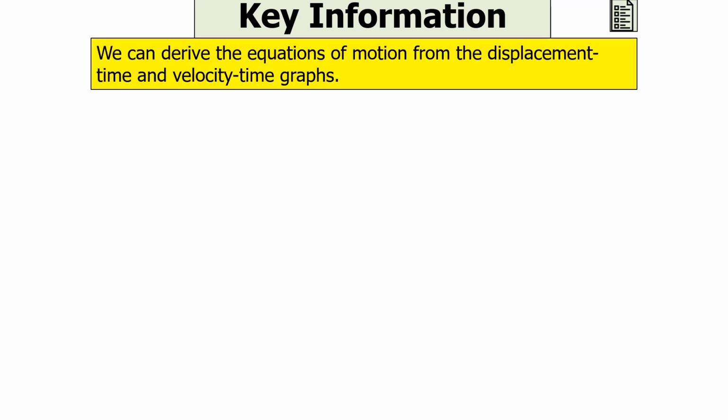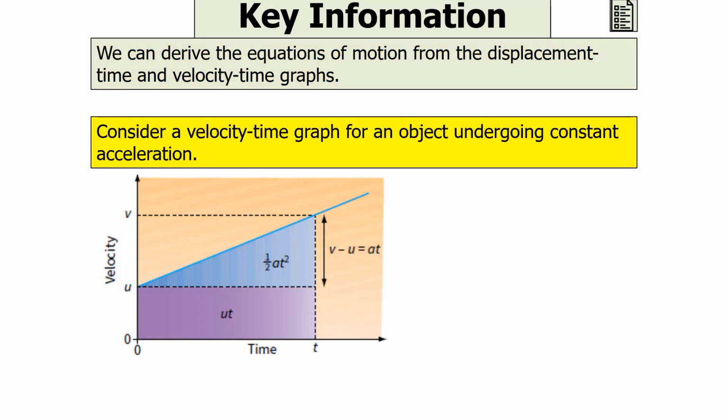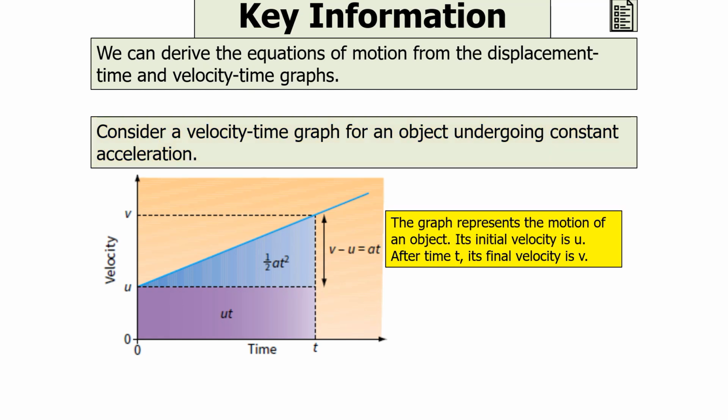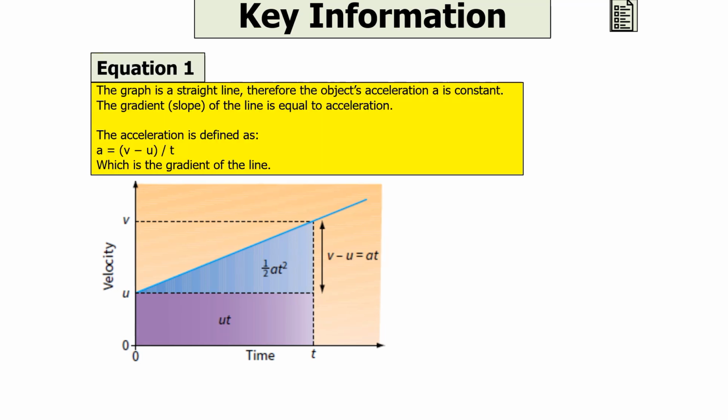Now we can derive the equations of motion from displacement time and velocity time graphs. So consider a velocity time graph for an object undergoing constant acceleration. The graph here represents the motion of the object. Its initial velocity is u, and after time t its final velocity is v. As we know, the graph is a straight line because the object's acceleration is constant, and the gradient of the line, which is the slope, is equal to the acceleration.